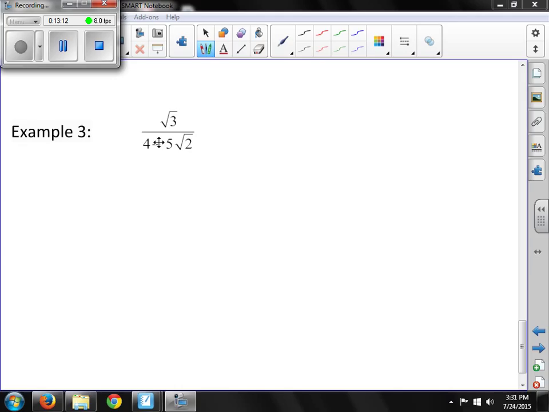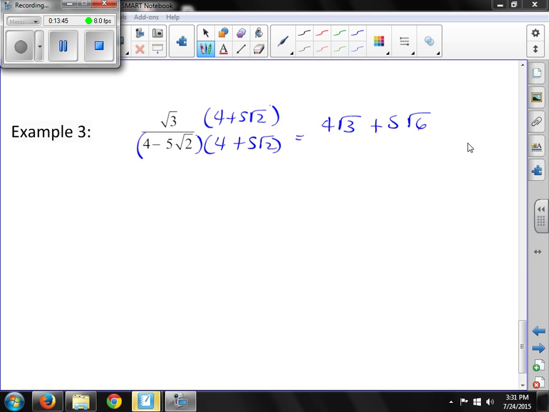This is the last one in this group, and I had to remake this video because I said something when I made it earlier, so I'm going to try not to make that same mistake. I'm going to multiply by the conjugate, which is 4 plus 5 square roots of 2. And when I multiply, I'll have 4 times the square root of 3, which would be 4 square roots of 3. Plus, that would be 5 square roots of 6.